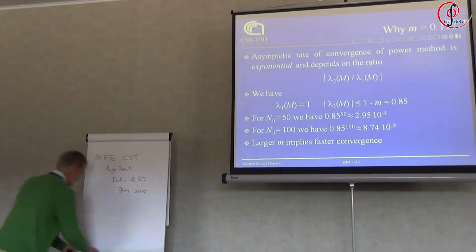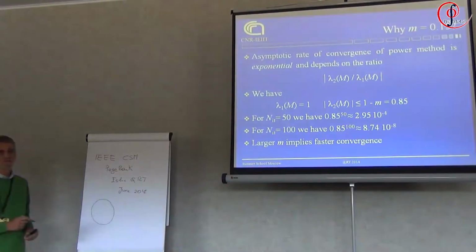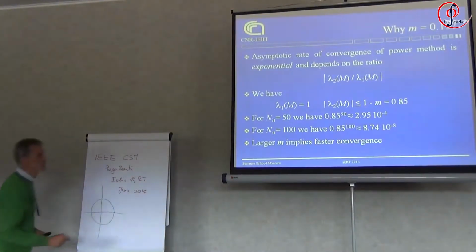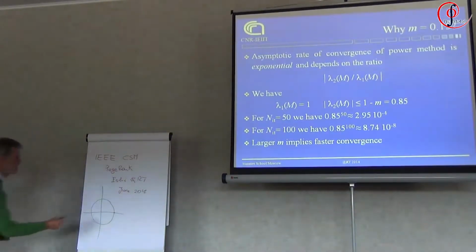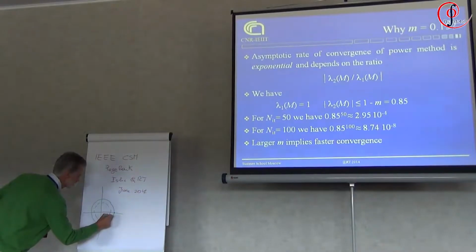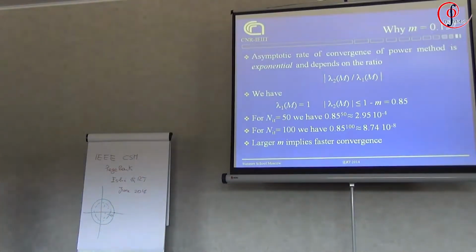In fact, from the linear system viewpoint, it means that you have a discrete time system, and you have one eigenvalue which is equal to 1, and then the second largest eigenvalue is bounded in a circle of radius 0.85. It is somewhere, and all the eigenvalues are over there, but they are bounded in this circle.